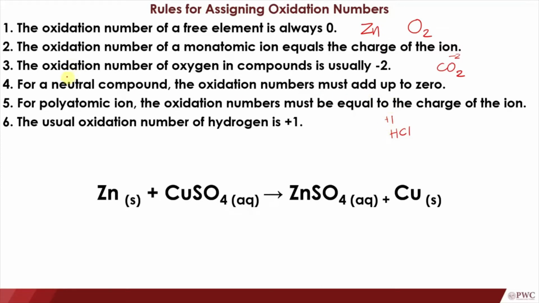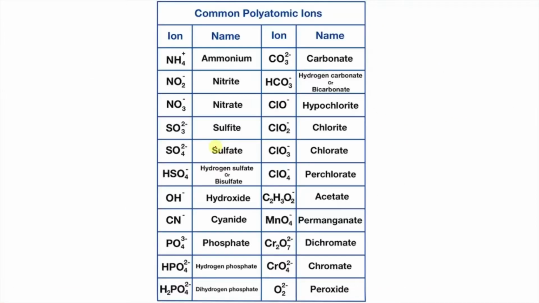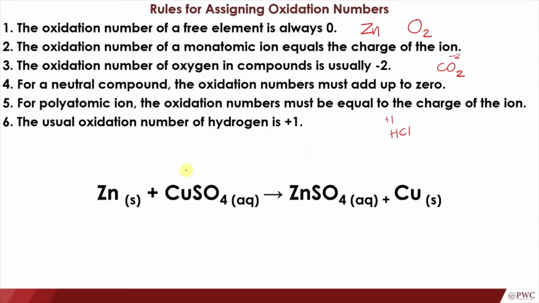Then for the rules for numbers 3, 4, and 5, and for number 2, the oxidation number of monatomic ions equals the charge of the ion. For a neutral compound, the oxidation numbers must add up to 0. For a polyatomic ion, the oxidation numbers must add up to the charge of the ion. So here, the oxidation number will be equal to the charge. These are the different ions, and here we have the charge. This charge will be the oxidation numbers of these different ions. So I think that's understandable.